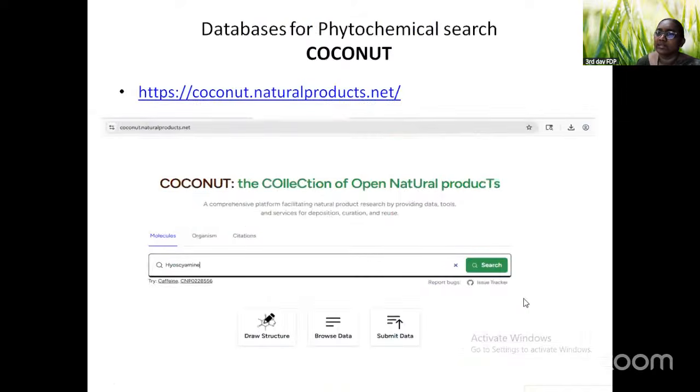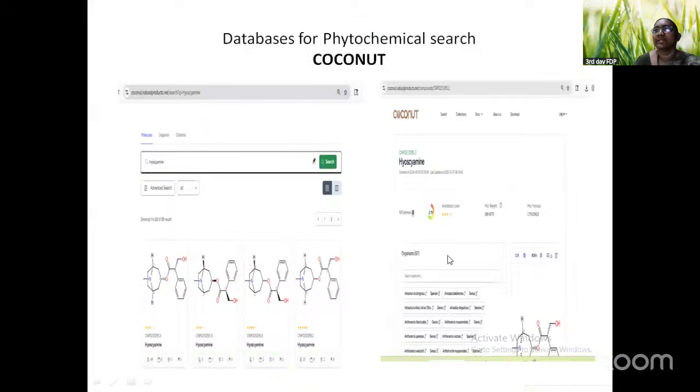Next one is COCONUT. This is the collection of open natural products. Here also it is mainly based upon the molecules. Here we have to give the name of the compound. After typing the name of the compound, when you go for the search, it will give information like this. First, it will give the possible structures and their linkages and their different 2D or 3D forms. After selecting the particular structure or an image, we will get the information like this. The entire molecular formula and the structure of this particular compound and various species and plant parts and regions where the particular molecule or chemical entity is present.